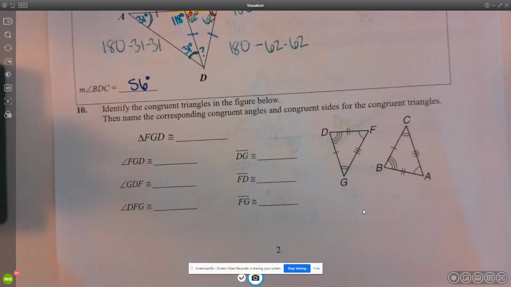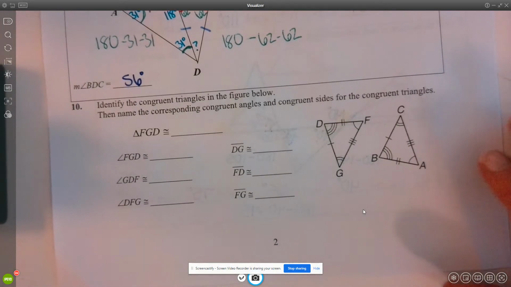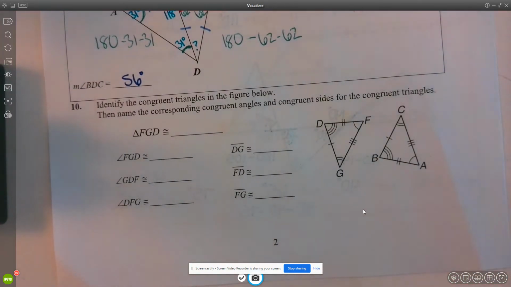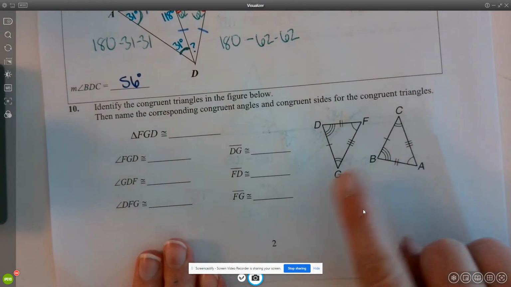This video will cover number 10 in our Chapter 5 test review. We need to identify the congruent triangles in the figure below, then name the corresponding congruent angles and congruent sides for the congruent triangles. So we have two congruent triangles here.